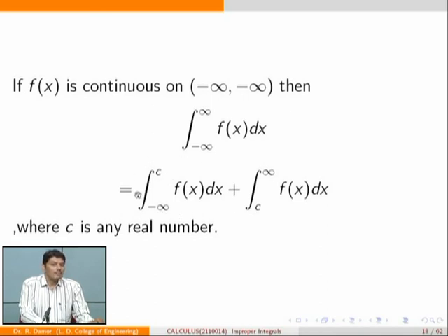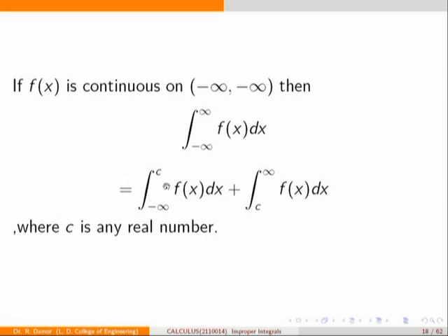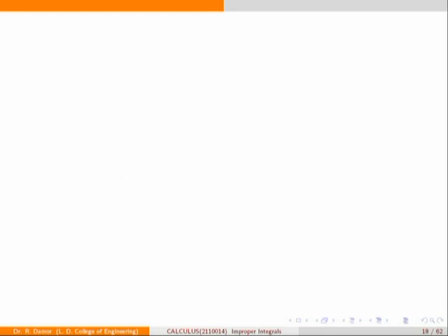This can be found by the limit as a tends to minus infinity of the integral from a to c of f(x) dx, and the second can be found by the limit as b tends to infinity of the integral from c to b of f(x) dx. So this is converted into two portions, minus infinity to c and c to infinity. So these are the 3 cases for improper integrals of type 1.